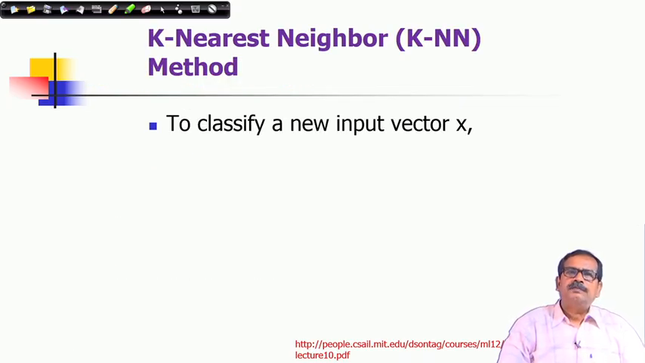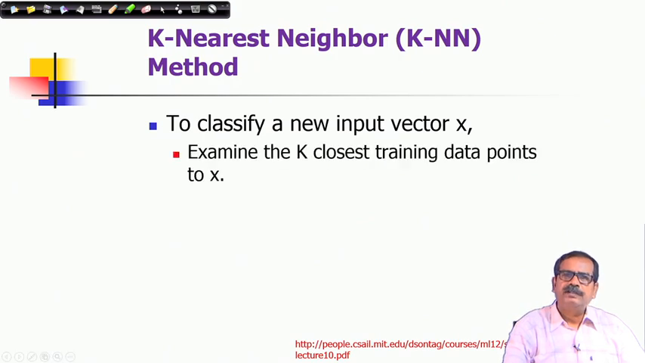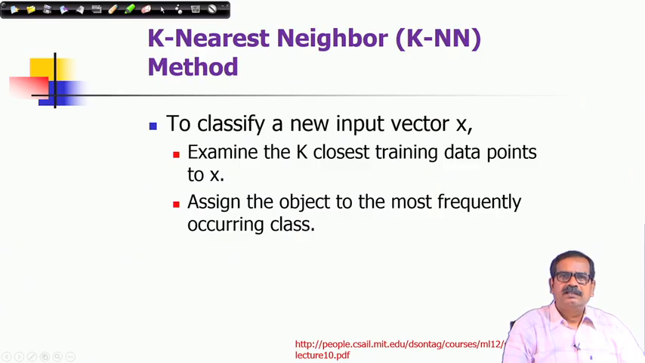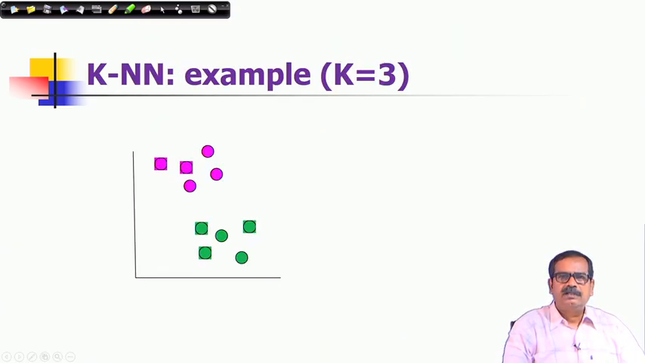One particular method in nearest neighbor classification is known as the k nearest neighbor method. Instead of observing a single nearest neighbor, we observe a set of close neighbors, and the k nearest ones are called k nearest neighbors. To classify a new input vector x, we examine the k closest training data points to x, and then assign the object to the most frequently occurring class. So, here the approach is very simple. Let me illustrate it using this diagram.